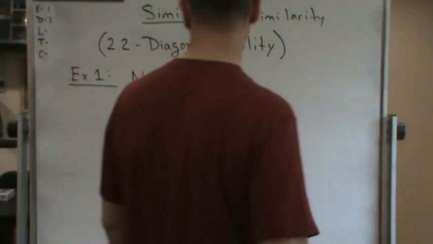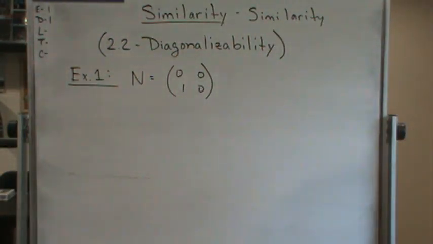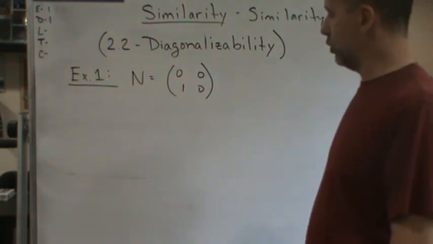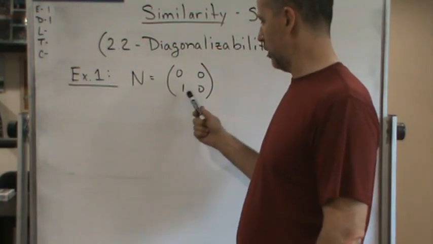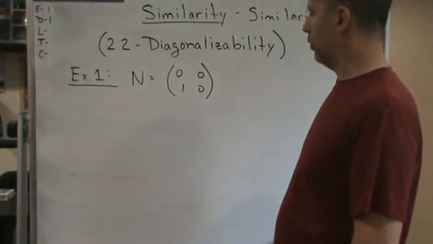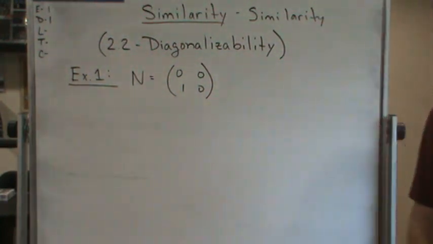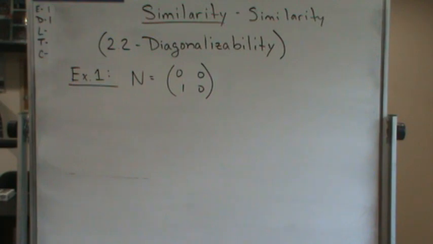All right, so let's talk about this matrix N. It is a 2 by 2 matrix, 0, 0, 1, 0. Now this matrix is non-diagonalizable. How do we see that? Well, a couple of things to note.